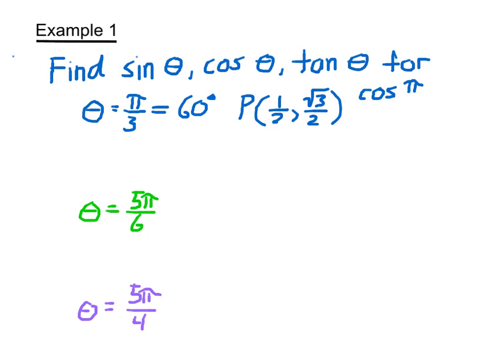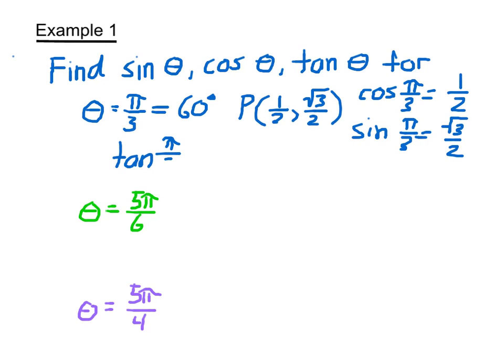Cosine of pi over 3 is simply 1/2. And the sine of pi over 3 is simply the square root of 3 over 2. Now to find the tangent of pi over 3, remember that we divide the sine by the cosine. In this case, sine is square root 3 over 2, and we're going to divide by the cosine, which is 1/2, but that's really the same thing as multiplying by 2 over 1. The 2's cancel out, and we're left with square root 3.